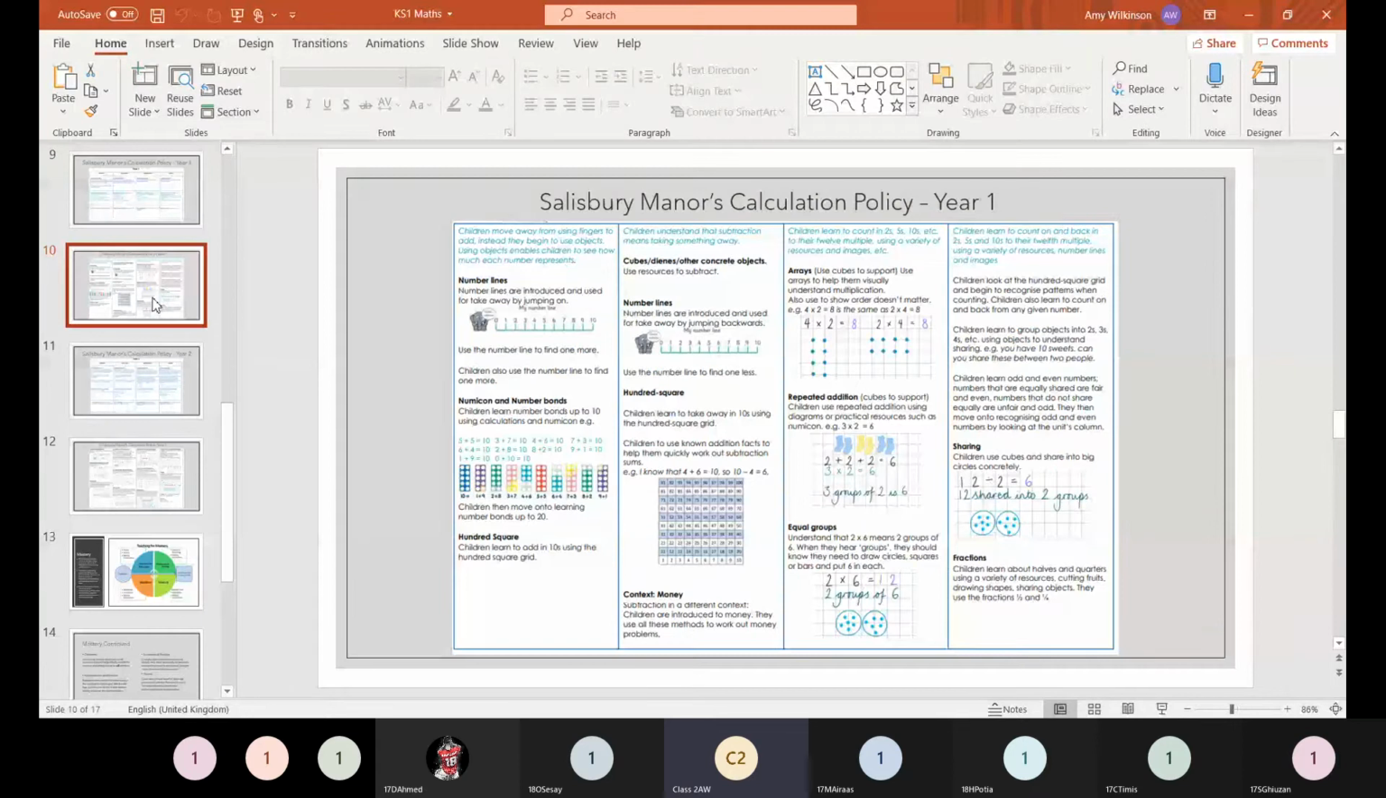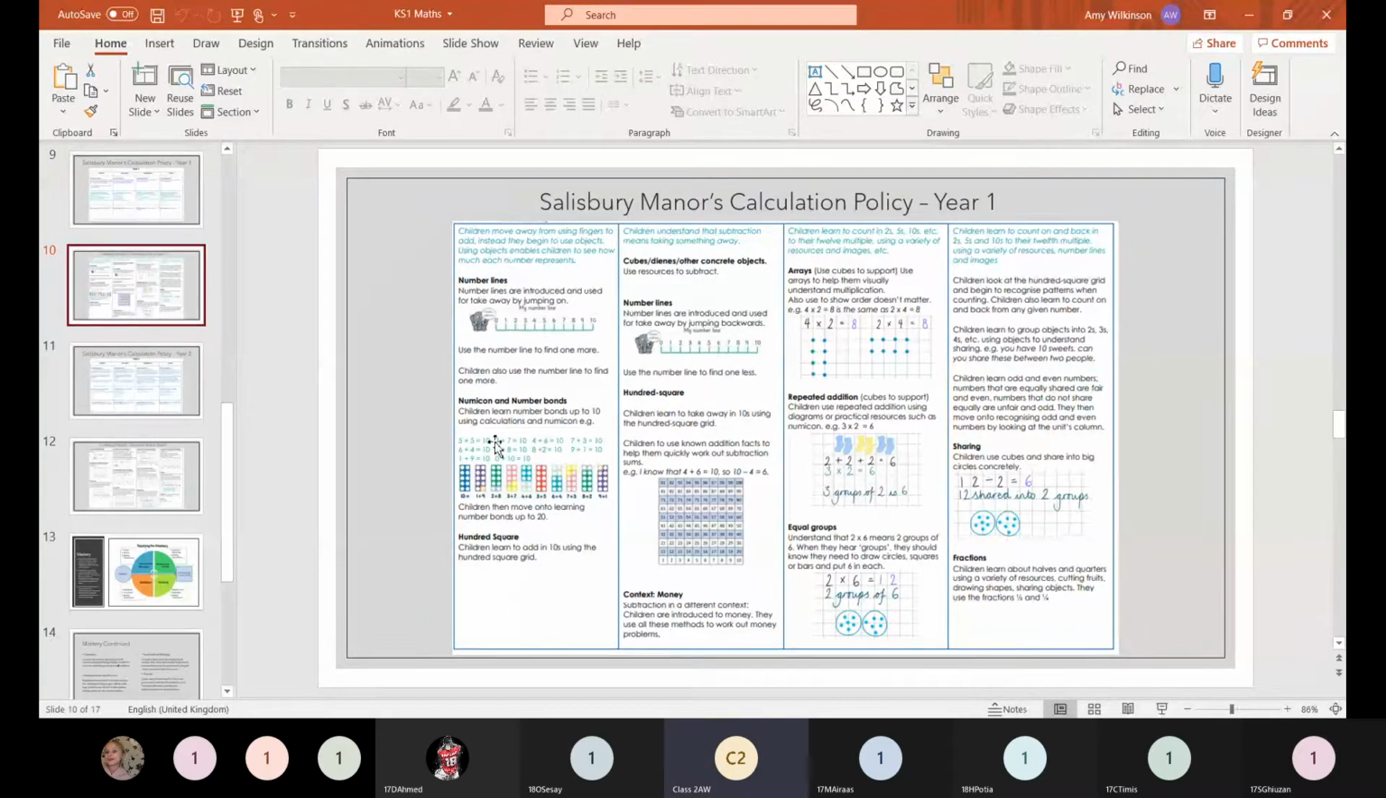And then it moves on to the methods that are used within these. Okay, so it says for addition that children should be moving away from using their fingers to add and use those concrete resources. So like I spoke about in the White Rose Hub, this is the concrete section. So they can use number lines to add and find one more, using Numicon and number bonds to solve addition, and then also the use of the 100 square.